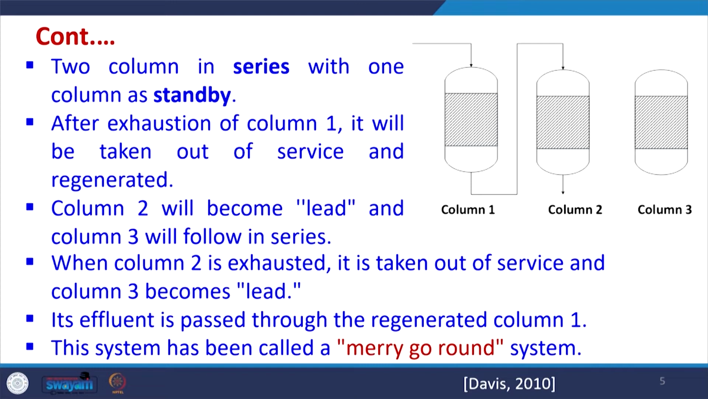2 columns in series with 1 column in standby, we can see here. After exhaustion of column 1, it will be taken out of service and regenerated, and column 2 will become the lead and column 3 will become the follow column in series. When column 2 gets exhausted, it will be taken out of service and column 3 will become lead and column 1 will become the in series column. So, this way we can go merry-go-round with the columns. Its effluent is passed through the regenerated column 1. So, this system is called the merry-go-round system, and we can use this mode of operation for performing ion exchange of the ions from the water.